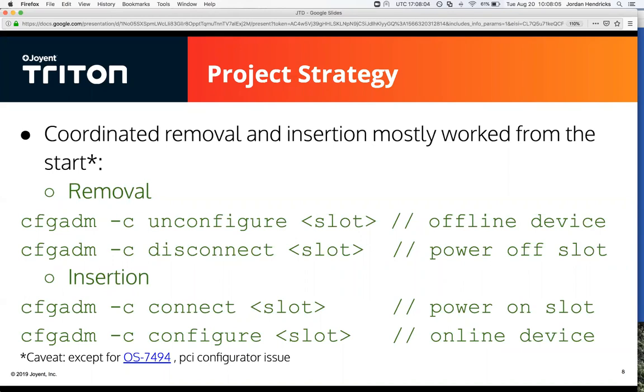And so this first command is saying unconfigure the item in slot whatever the argument is. And that means offline the device. So detach its drivers, clean up the /devices file system, do all the normal cleanup you would do when you take out a device. A little bit further step would be to disconnect the slot, which means do the unconfigure step, but then also power it off. And then for going the other way, if you have an inserted drive, you can connect to power on the slot with the drive in it, and then configure it to online the device. And again, these things mostly already worked, and I'll show config-ADM in the demo so you can see what it looks like a bit later.